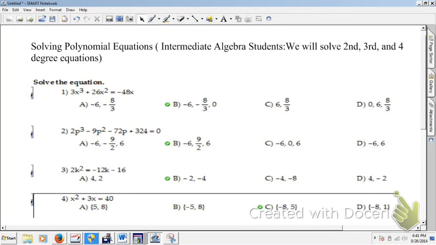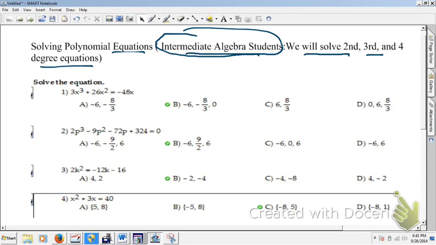Welcome back, everyone. So I wanted to spend some extra time today solving polynomial equations. I know this can be an obstacle for a lot of algebra students. So we will be solving second, third, and fourth degree equations. Note for my intermediate algebra students, nothing any more complicated than second, third, and fourth degree equations.